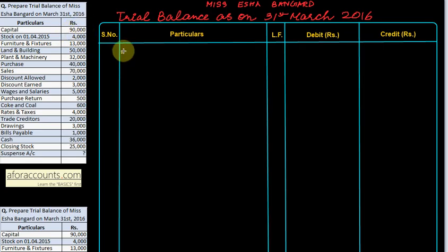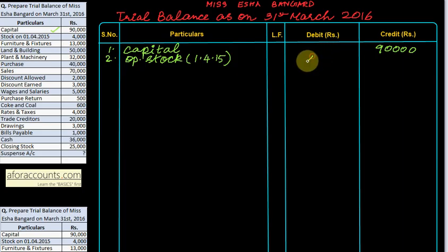Okay. So let's start. Capital. First item capital. Now capital is in your credit side having credit balance. So capital to your credit 90,000. Stock on 1/4/15, that is your opening stock. So point number 2, opening stock on 1/4/15, that comes up to 4,000.